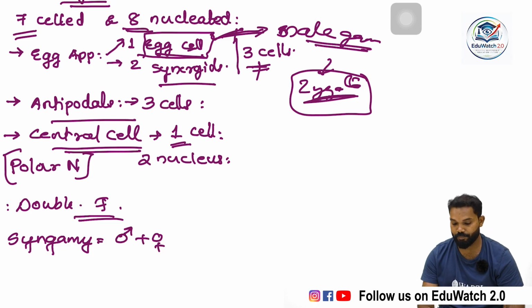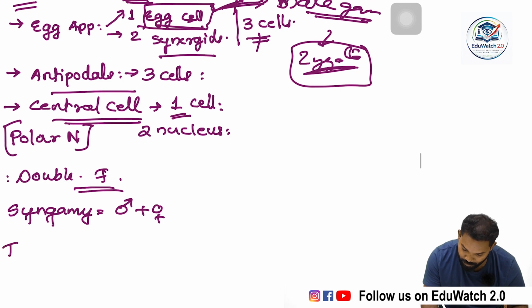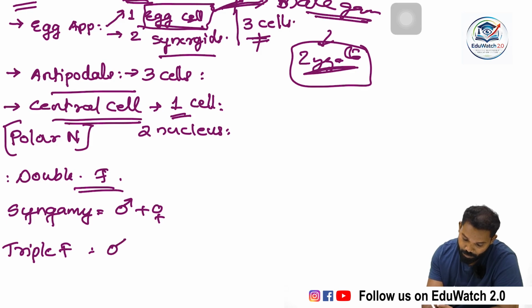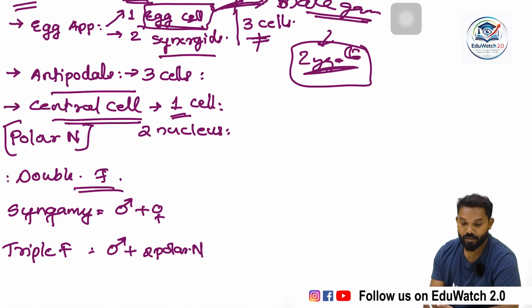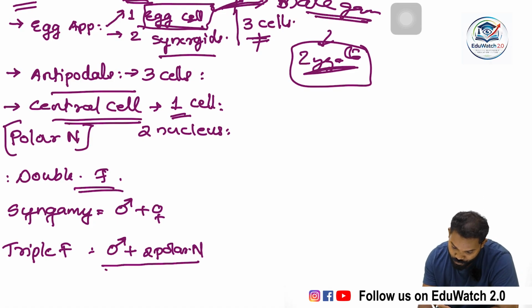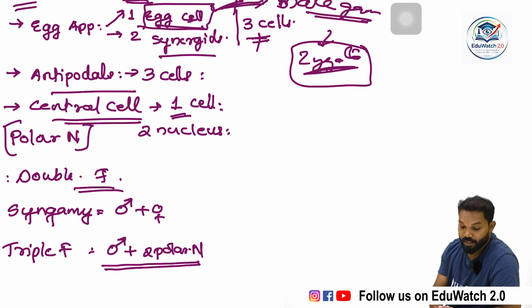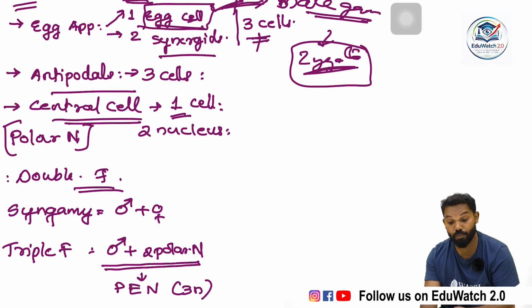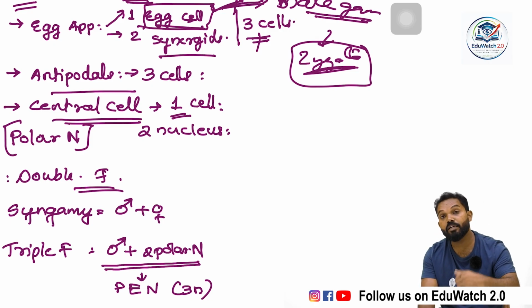The second one is the triple fusion. In triple fusion there are 3 cells, the fusion of 3 gametes or 3 nuclei. There is a fusion of the male gamete with 2 polar nuclei. This fusion of 2 polar nuclei with a male nucleus leads to the formation of the primary endosperm nucleus, hence it is triploid in nature. Ploidy changes to triploid.